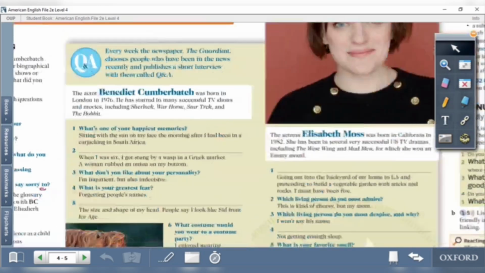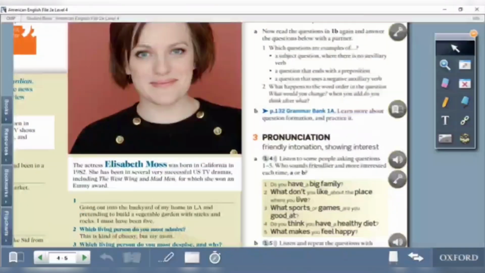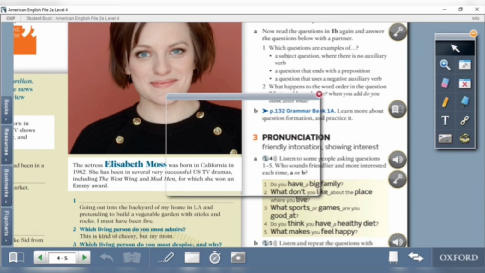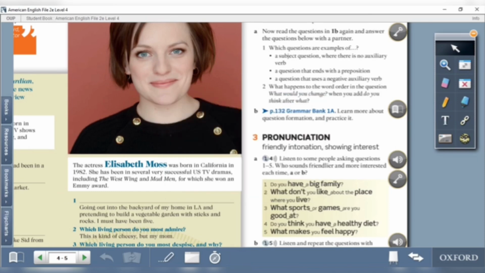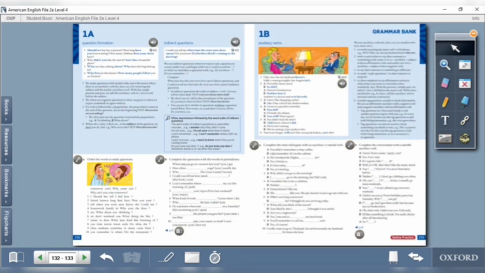And let's see the other question. What happens to the word order when we add what do you think to what would you change? Let's have a look. It's in here. So it becomes an indirect question, and there is no inversion of you and would. So we're going to say, what do you think you would change? If you answered the same way, good job. Let's move to grammar. Are you with me? So let's start.